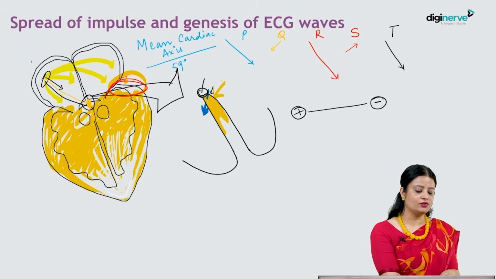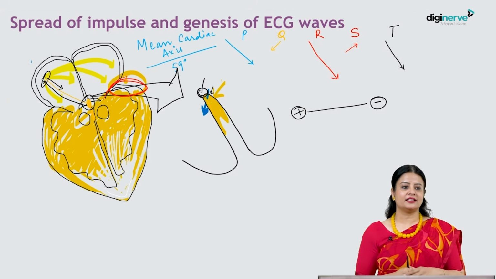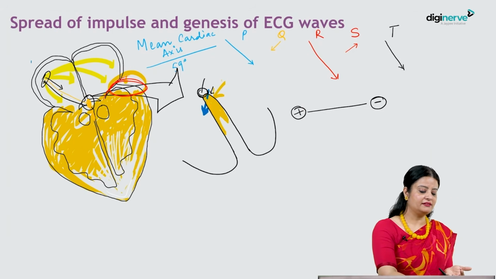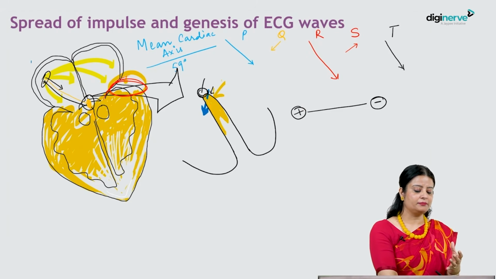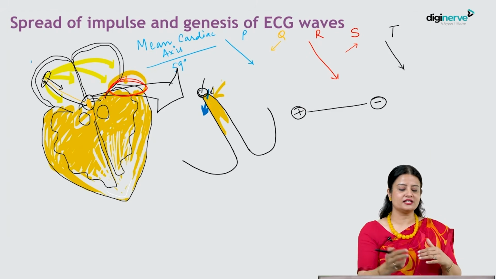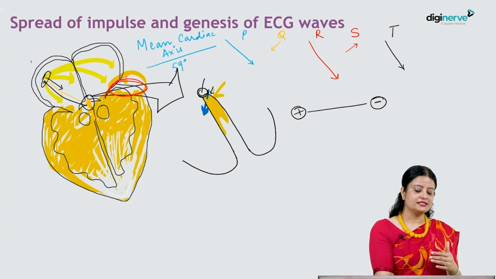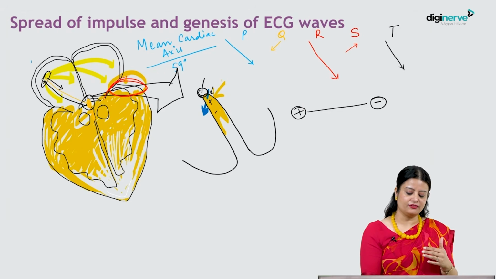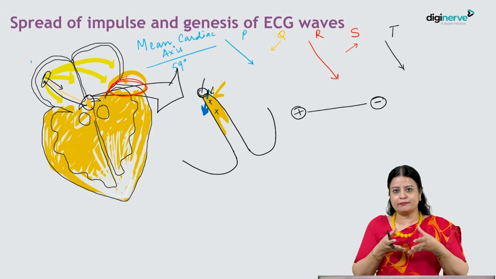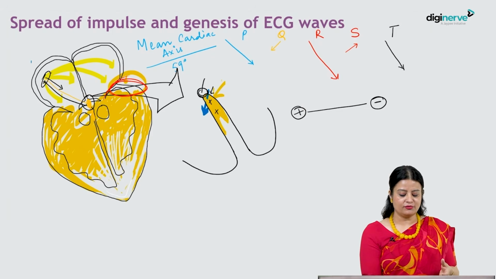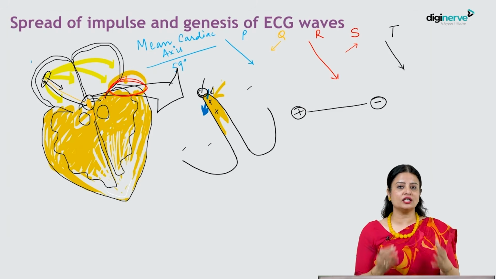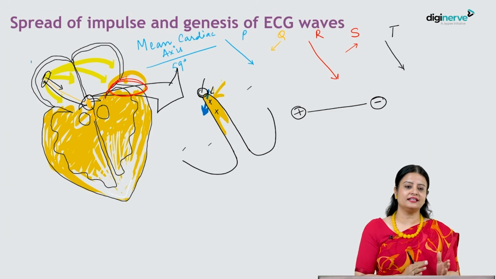So when the SA node is depolarized, it is positive as compared to the portion which is polarized. And then when the atrial muscle begins to get discharged, it forms a dipole. Similarly, when the wave of depolarization spreads, it is the positive charge which is spreading, where the rest of the muscle which is not depolarized is having the negative charge.